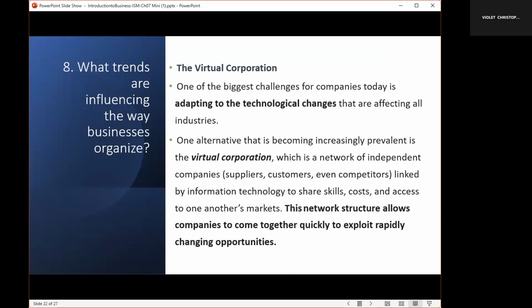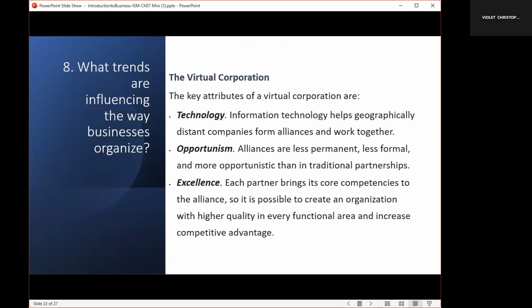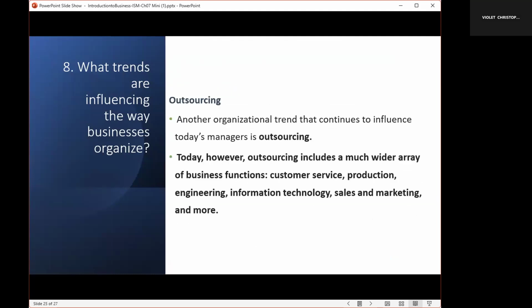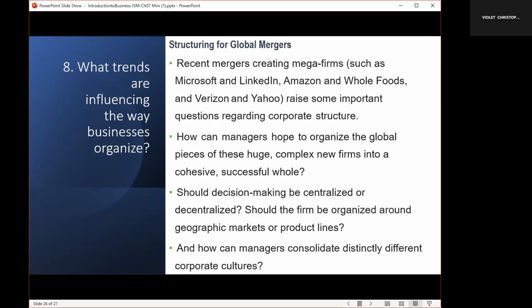One of the challenges in modern businesses is that many companies are going virtual. So we do have to think about how we're going to facilitate communication and organization when that is the case. Outsourcing is also a modern phenomenon where typically with outsourcing, you have a wider array of business functions. So you do have to consider that when you're outsourcing.